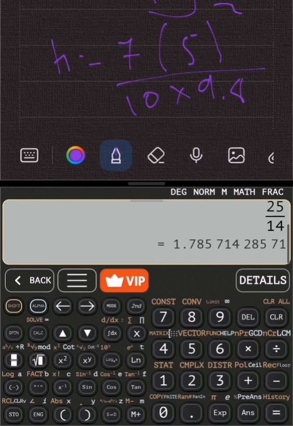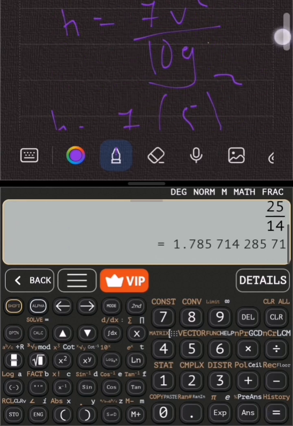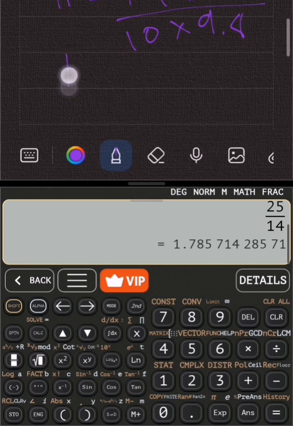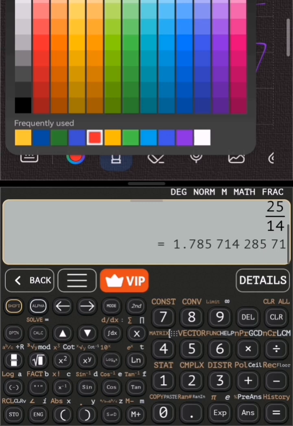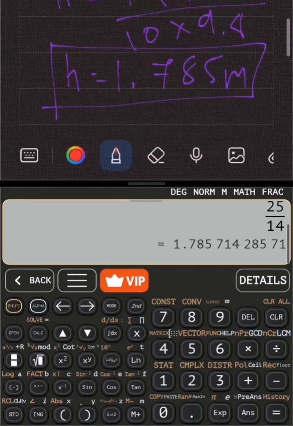So our final answer there is what? So h is going to be equal to 1.785. I'm assuming this is going to be meters. Yeah, this should be meters. So this is your answer in meters.